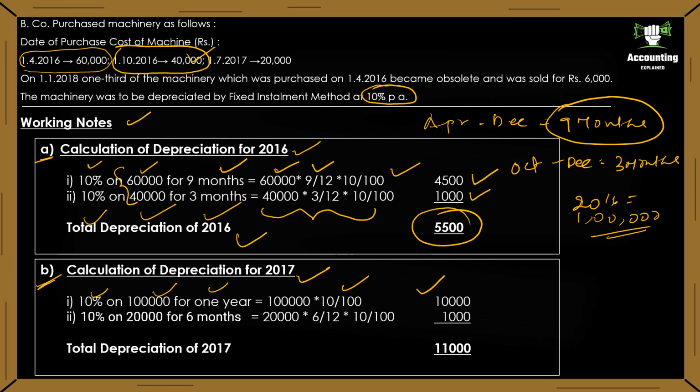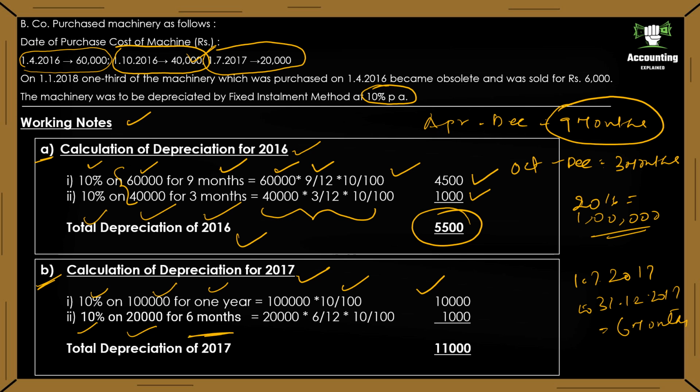Next, on 1/7/2017 we bought machinery for 20,000 rupees. From 1/7/2017 to 31/12/2017, it is 6 months. So 10% on 20,000 for 6 months, it is 20,000 into 6/12 into 10/100, it is 1,000 rupees. Total depreciation for 2017 amounts to rupees 11,000.